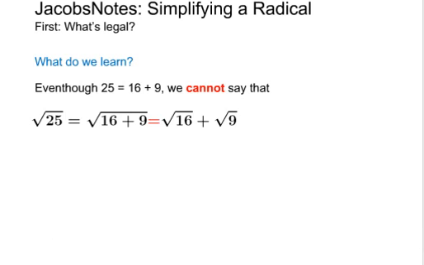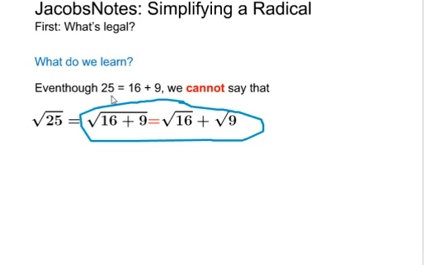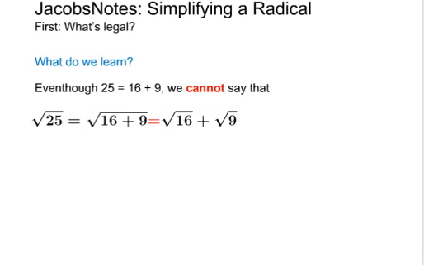So what do we learn? Well, even though 25 equals 16 plus 9, we cannot say that. Let me circle it here. We cannot say that the square root of 16 plus 9 equals the square root of 16 plus the square root of 9. Because this equals 5, right? The square root of 25 is 5, and this equals 7. So it's not some arbitrary rule people came up with. It's just literally numbers don't work that way.